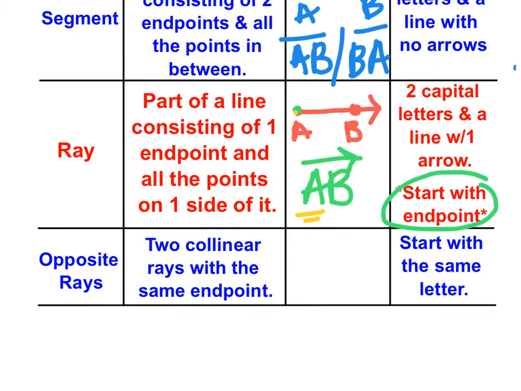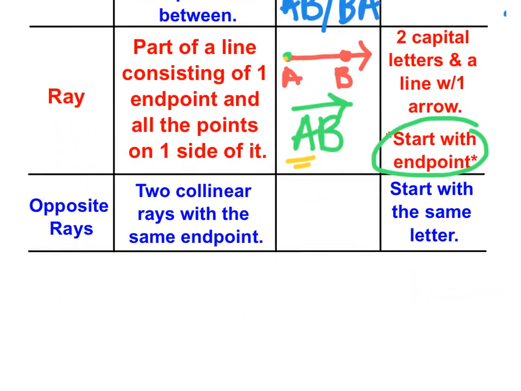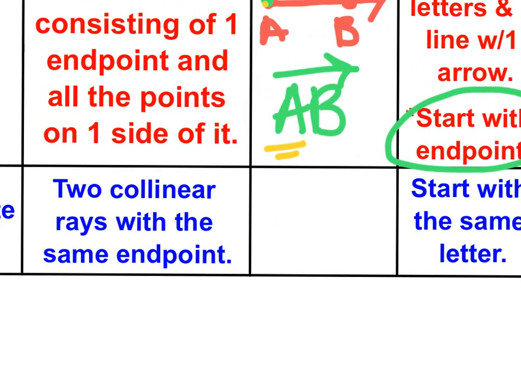Our next word is opposite rays. Opposite rays are two collinear rays with the same endpoint. Remember, collinear means they're on the same line. The key for naming them is that they just start with the same letter. I'm going to zoom in a little bit so I can draw my picture better.